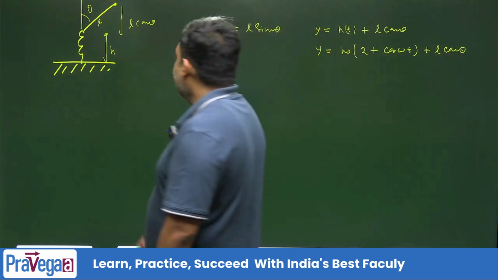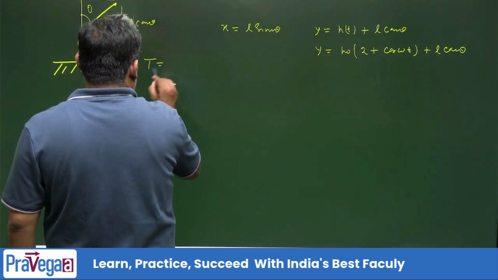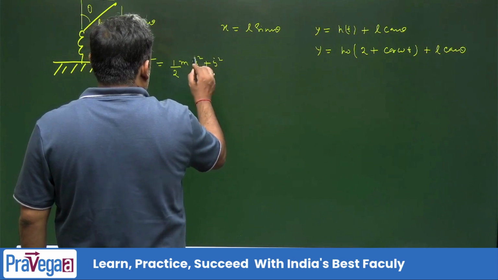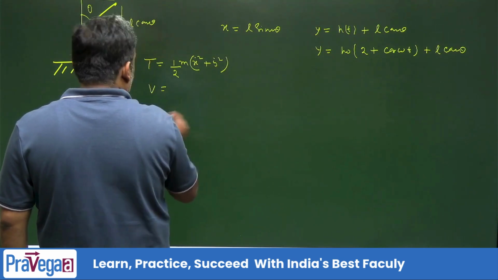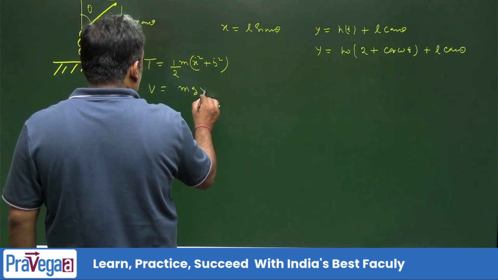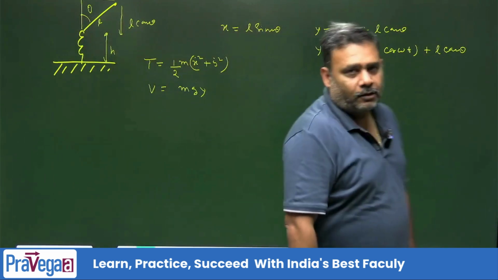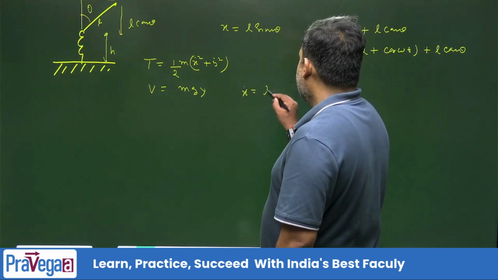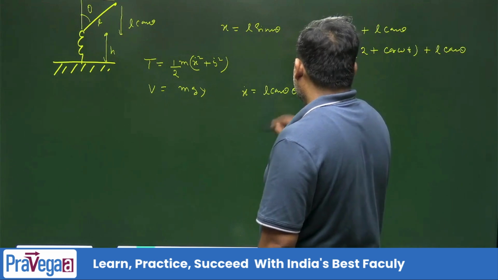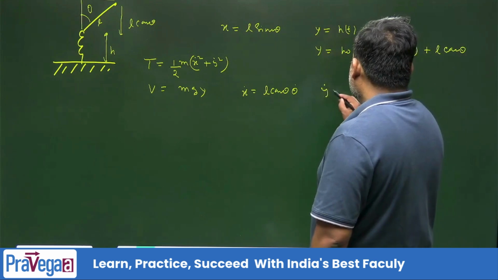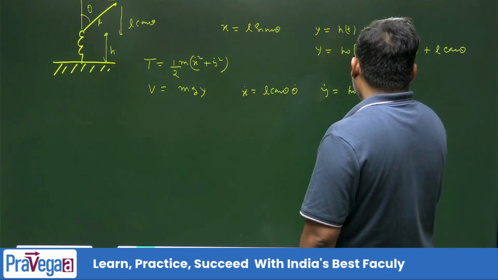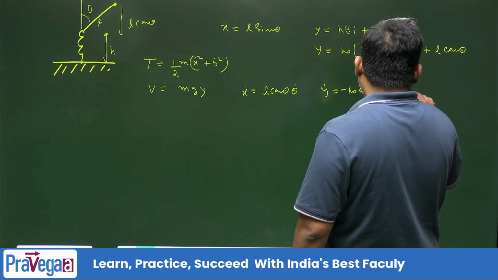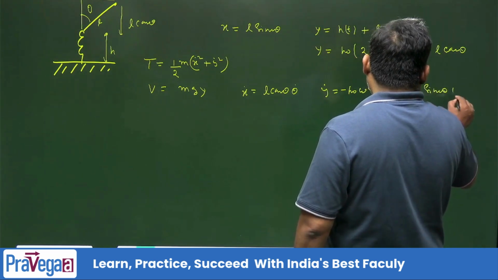Now we have to write the kinetic energy of the system, which is half m (ẋ² + ẏ²). The potential energy of the system is mgy. So we have to calculate ẋ as well as ẏ. ẋ is equal to L cos θ θ̇, and ẏ is equal to minus h0 ω sin ωt minus L sin θ θ̇.